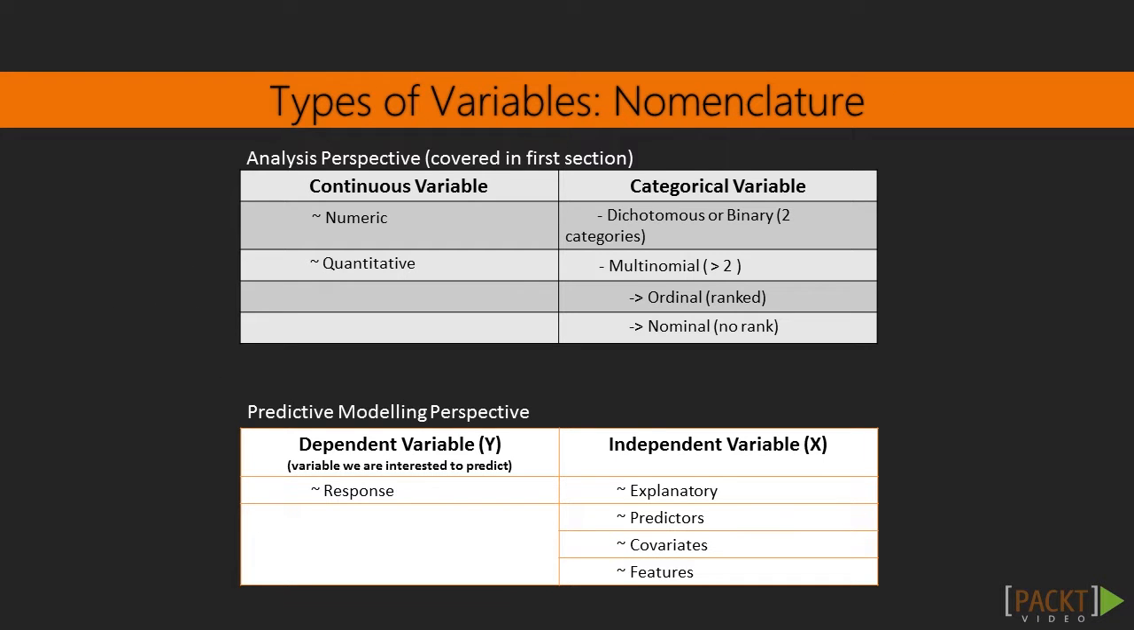From a predictive modeling perspective, the variables are of two types. The dependent variable, also called the Y variable, is the one we try to predict, and the independent variables are the X variables, the ones we use to predict the Y. There are some alternative names used to refer to the independent variables, so we will be using these interchangeably as well.